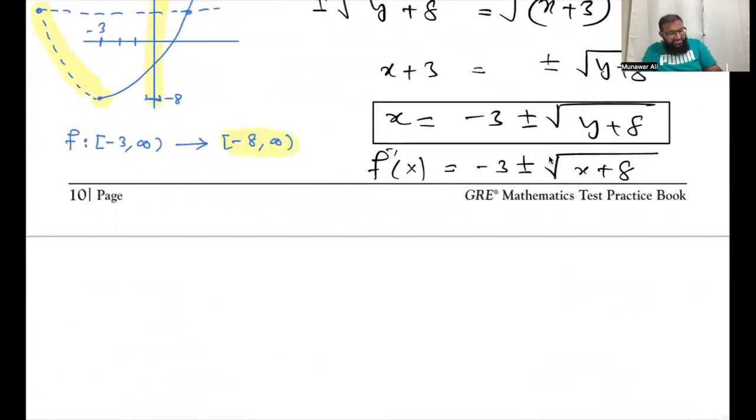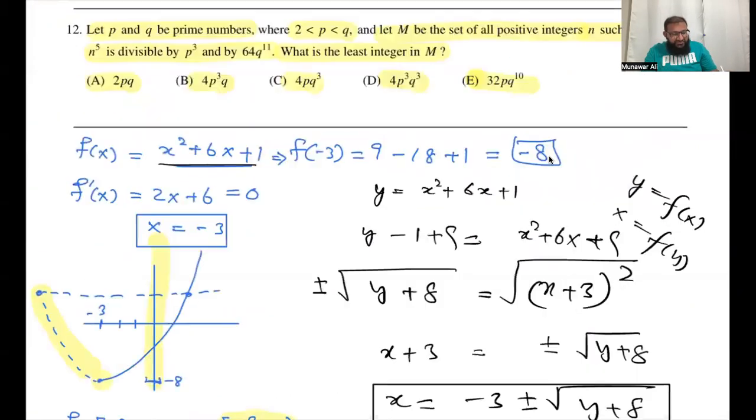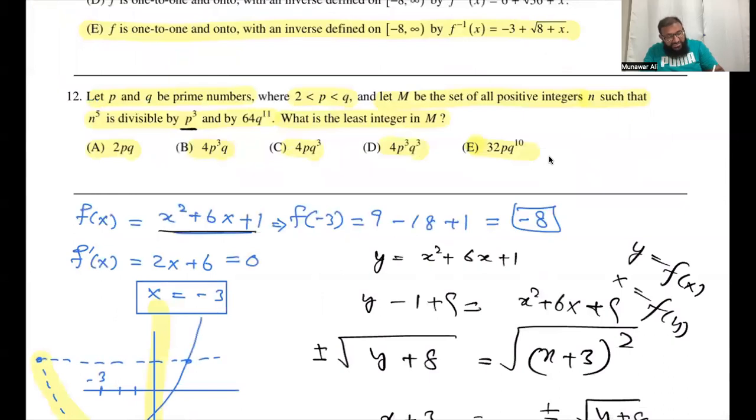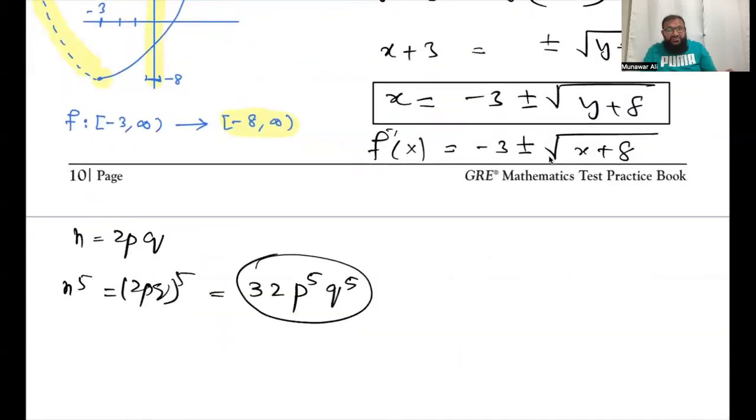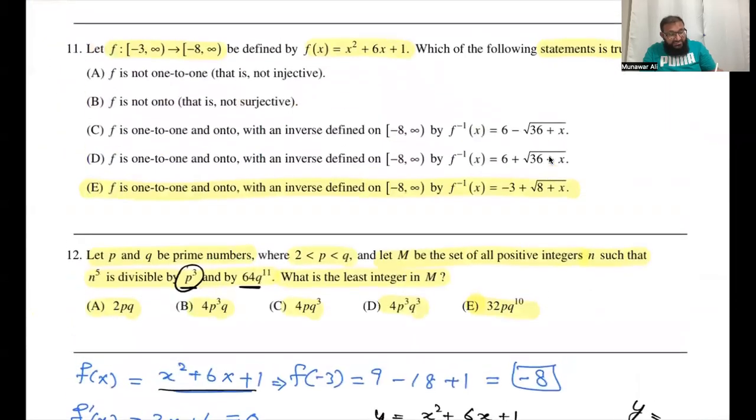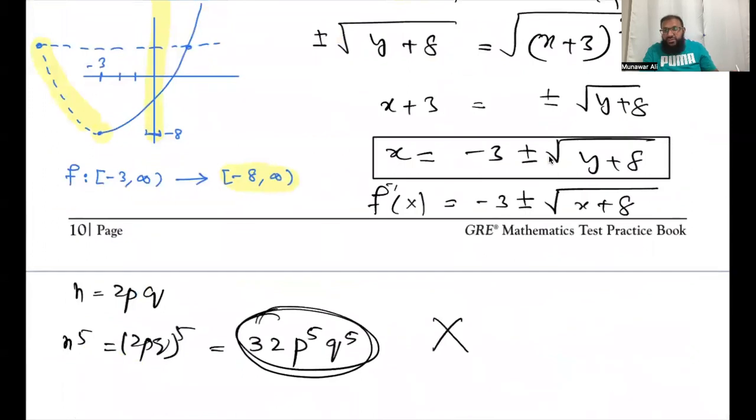So the options are, let's say, if I start from N is equal to 2PQ. Now I have to take N to the 5. So this is (2PQ) to the 5. This becomes 32, P to the 5 and Q to the 5. Whatever N power 5 is, it should be divisible by P to the 3 and 64 Q to the 11. So P to the 3 divides this number because I have P to the 5 here, you can see. But 64 Q to the 11 does not divide this. So this is not my option.